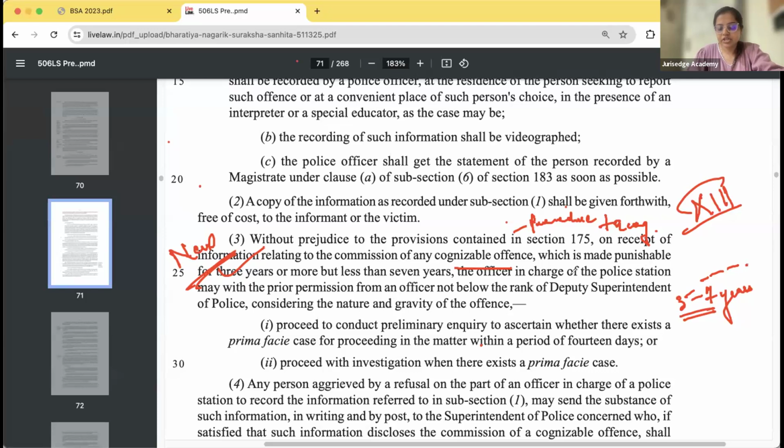The officer in charge of a police station may, with the prior permission from an officer not below the rank of DSP, Deputy Superintendent of Police, considering the nature and gravity of the offense, proceed to conduct preliminary, this is now inquiry, to ascertain whether there exists a prima facie case for proceeding in the matter within a period of 14 days, or to proceed with investigation when there is a prima facie case.